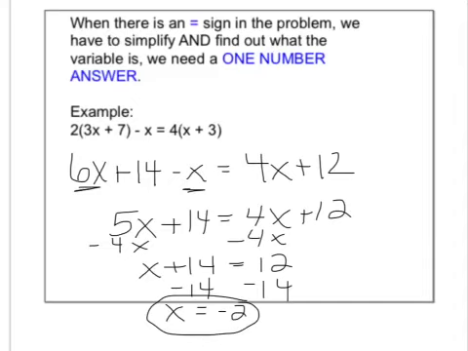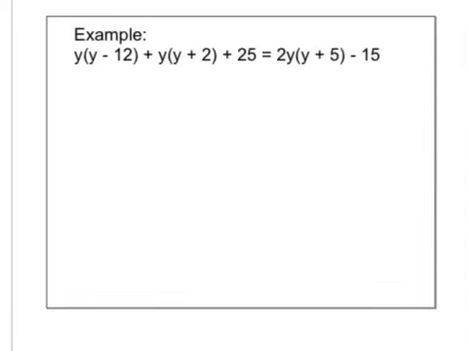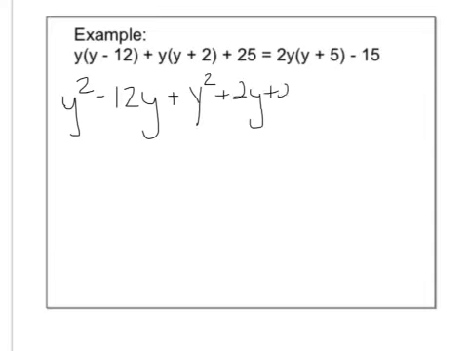Okay. Next, this one looks a little tedious, but we're going to go step by step. So we're going to go the y times the y and the negative 12. So I got y squared minus 12y. Then I'm going to go plus y squared plus 2y plus 25. Okay. On the other side, I'm going to get 2y squared plus 10y minus 15.